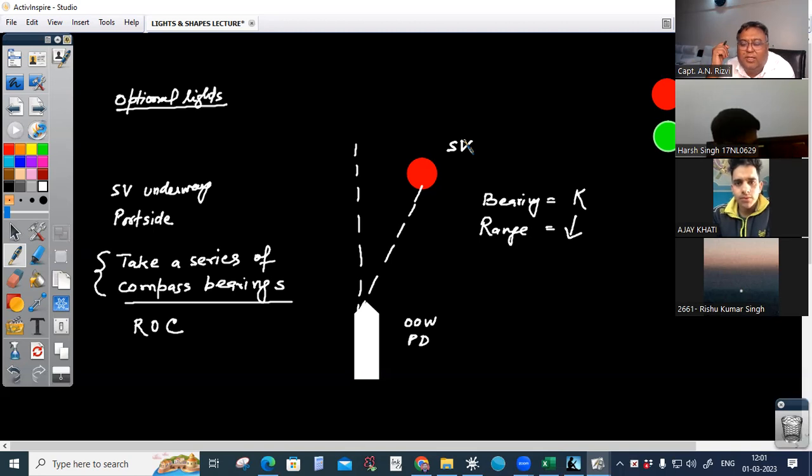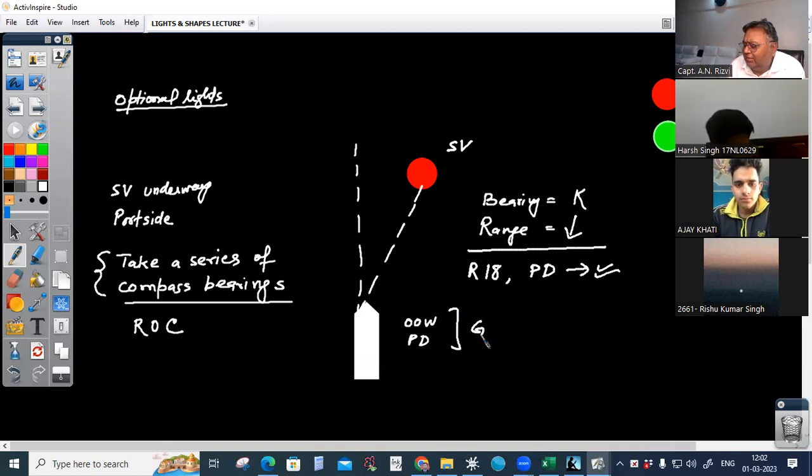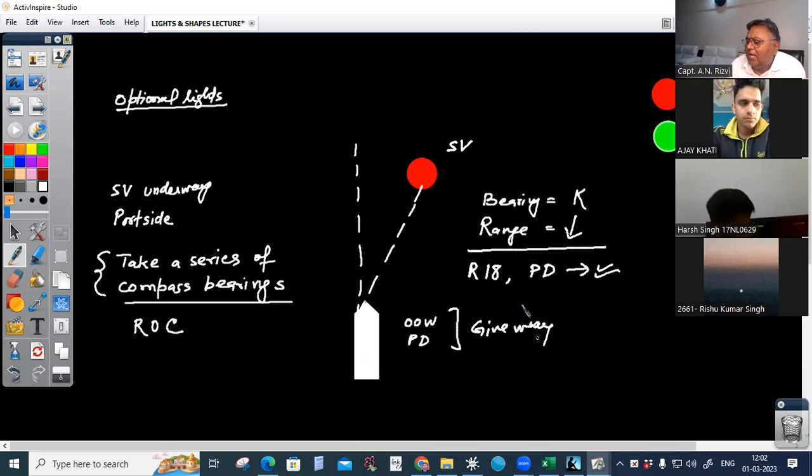Yes, sir. As per Rule 18. Rule 18, yeah. See, you need to use proper term. As per Rule 18, whose responsibility is it? Your responsibility or sailing vessel's responsibility? Our responsibility. Yes. So as per Rule 18, it is my responsibility to keep clear of sailing vessel. So power-driven vessel is give-way and sailing vessel is stand-on. This is a stand-on vessel.